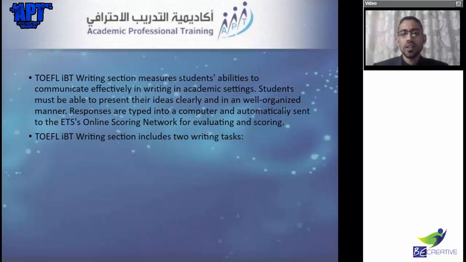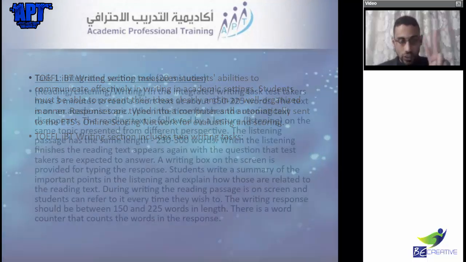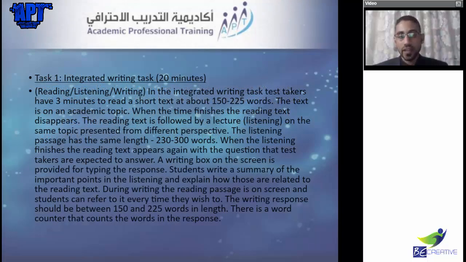Now, let's see. The writing section measures the ability to communicate effectively with other people through writing. It includes 2 writing tasks. One integrated, as we said, takes 20 minutes. You listen or read something, and you write from 150 to 225 words. Don't exceed it and don't write less.